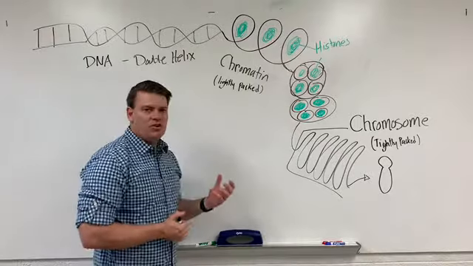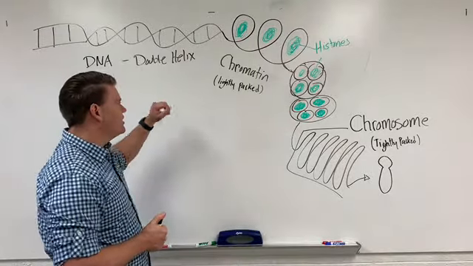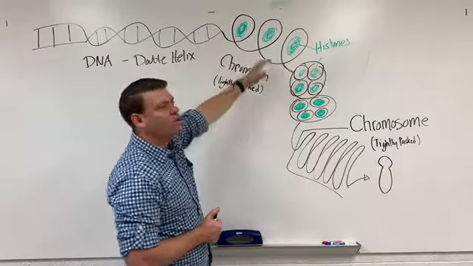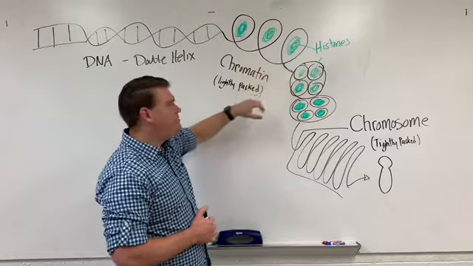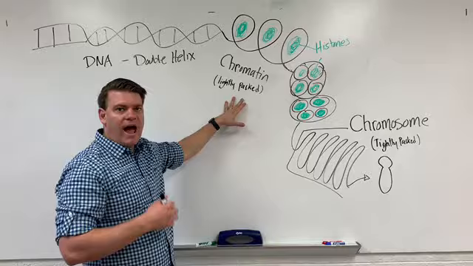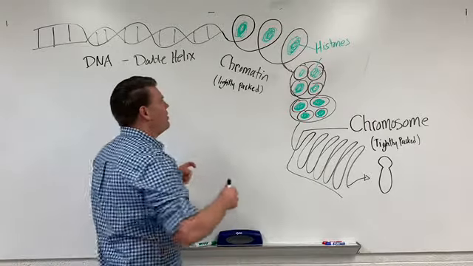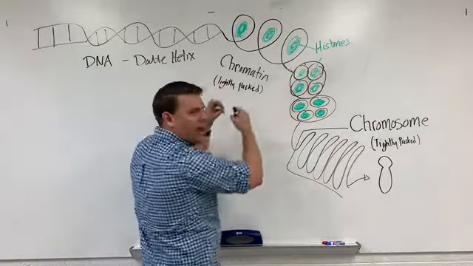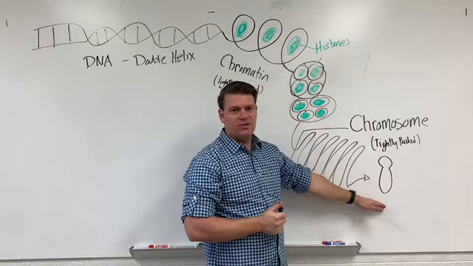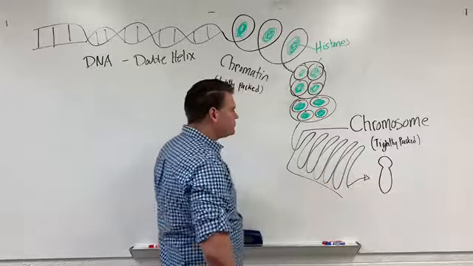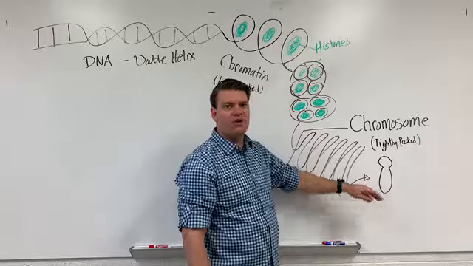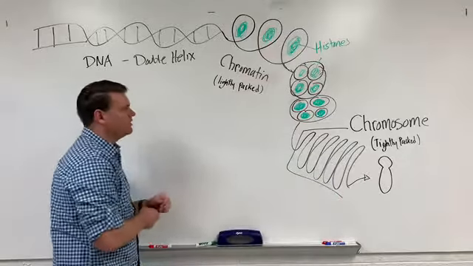Really, in your cells inside the nucleus, your DNA is mainly found in this chromatin state where it's lightly packed. The reason we want it lightly packed is that anytime we need to access a part of the DNA, we want to be able to go in, access that part, and then pack it back up. If it's tightly packed, that makes it really difficult to get to. So it only becomes a tightly packed chromosome when cell division is occurring.